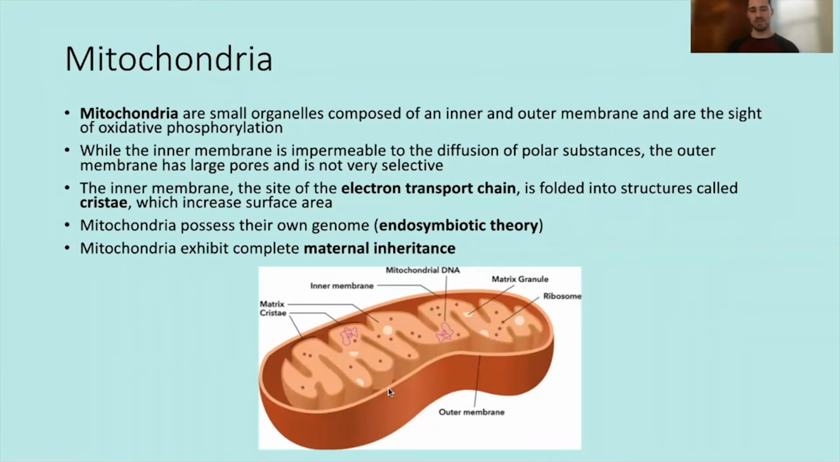And because it has its own genes, the mitochondria exhibit complete maternal inheritance. So when the sperm fertilizes the egg, all of the mitochondria that eventual organism will have come from that egg, come from the cytoplasm in the egg, because the cytoplasm in the eventual body comes from the mother cell, and so do all of the mitochondria.